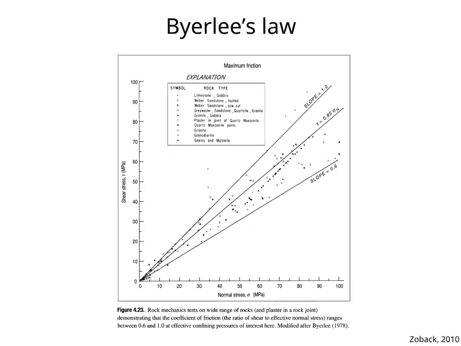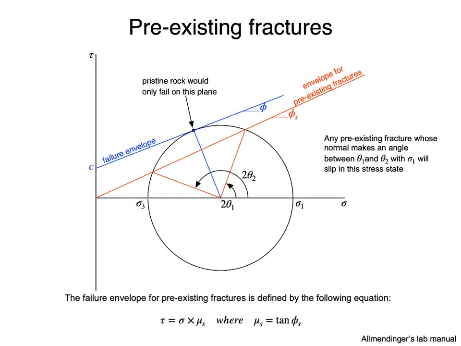The range of values of mu s in rocks is quite narrow, and it goes from 0.6 to 1.0, with a preferred value of 0.85. The low range of values in mu s is known as Byerlee's law. With the two failure envelopes, we must consider two possible cases. Will the rock form a new fracture, or will it slide along pre-existing fractures?